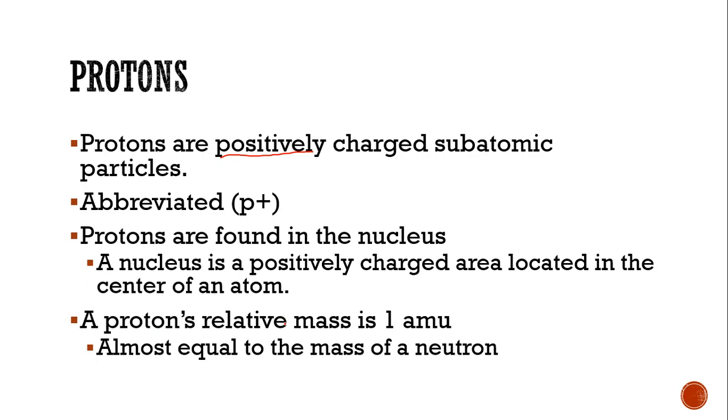The other thing is the proton's mass. Proton actually has a relative mass of 1 AMU, and AMU is just atomic mass unit, so the atom's mass. And it is actually almost equal to the mass of a neutron. Some books will say that it is equal, so almost equal is the verbiage that we tend to use.